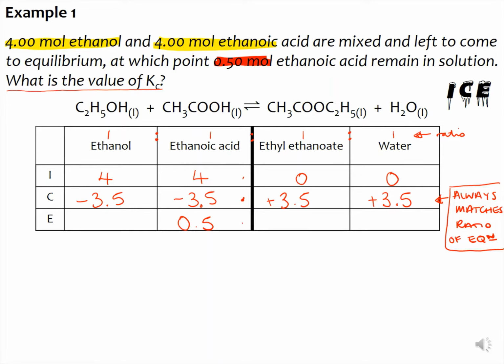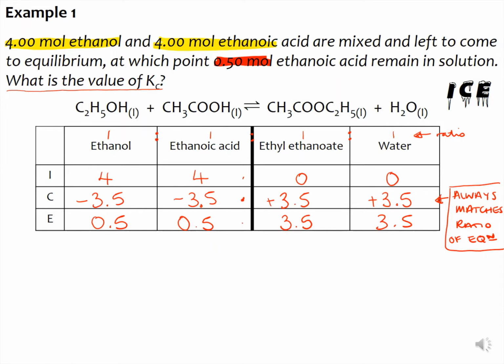We started off with 4 moles of ethanol, but 3.5 moles have reacted, so there will be 0.5 moles of ethanol left at equilibrium. And ethyl ethanoate, we started off with 0, it's increased by 3.5, so at equilibrium we will have 3.5 moles, and the same for water. So those are our equilibrium quantities.